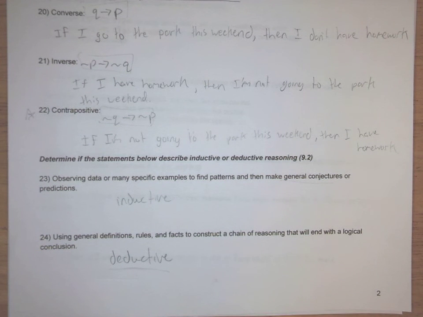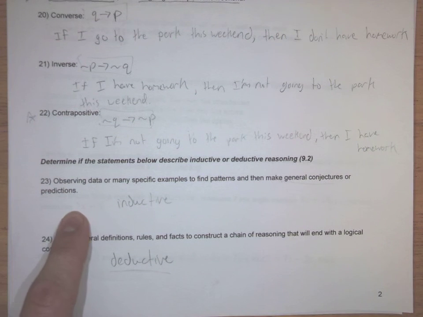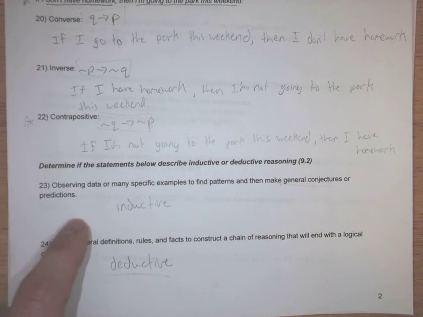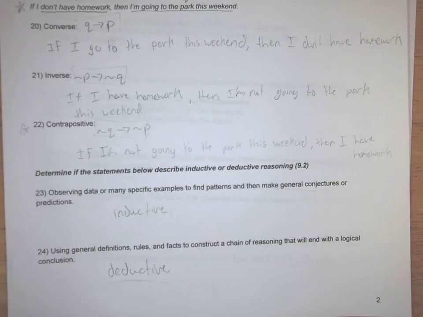Basing your reasoning on logic and definitions and going through a chain of reasoning to reach a positive conclusion, going from general to specific, that's deductive reasoning. This goes from specific to general. Specific cases, specific data, and you're like, well, let me generalize that pattern and see if that pattern holds. So that's just something you gotta know about inductive and deductive.